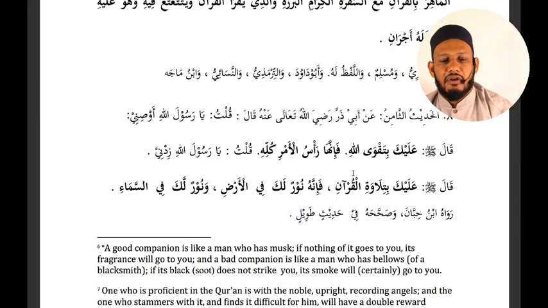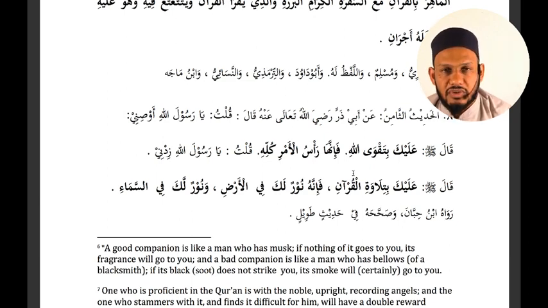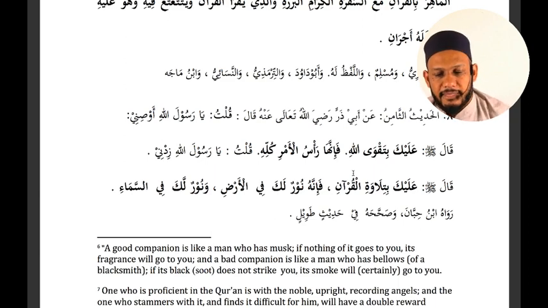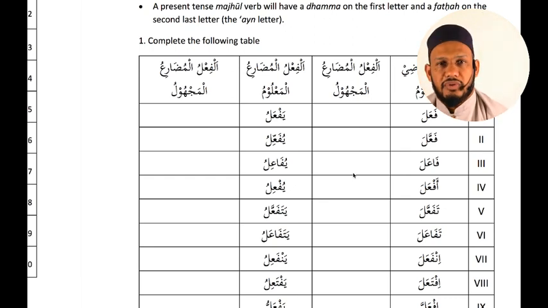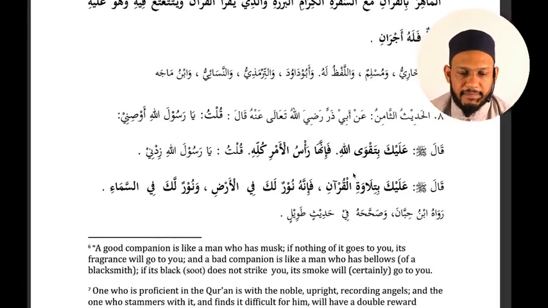From the beginning, قلت يا رسول الله أوصني. قال عليك بتقوى الله فإنها رأس الأمر كله. قلت يا رسول الله زدني. From the text, قلت يا رسول الله أوصني. قال عليك بتقوى الله فإنها رأس الأمر كله. قلت يا رسول الله زدني. From memory, قلت يا رسول الله أوصني. قال عليك بتقوى الله فإنها رأس الأمر كله. قلت يا رسول الله زدني. Let's carry on inshallah.